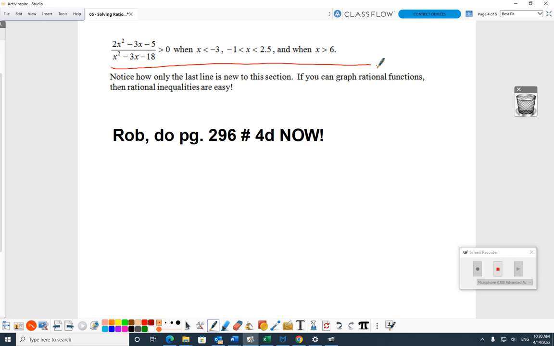If you can graph rational functions, the idea of rational inequalities is easy. Okay? Big algebraic moment coming up, though. So if your brain was half off and you're already thinking about Easter turkey and all that kind of stuff, now's the time when you want to put it back in there. I wrote a reminder to myself, hey, Rob, that lesson's not good enough as it sits. Do one of the homework questions and show them that algebraic trick. This says, Rob, do 296 number 4D. So where's my textbook? 296 4D.